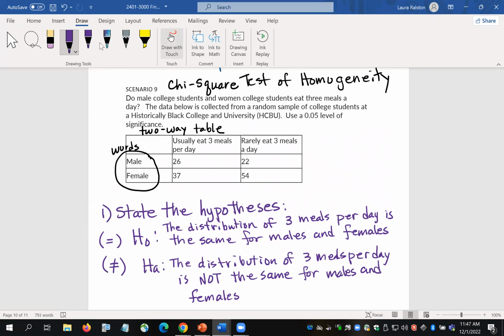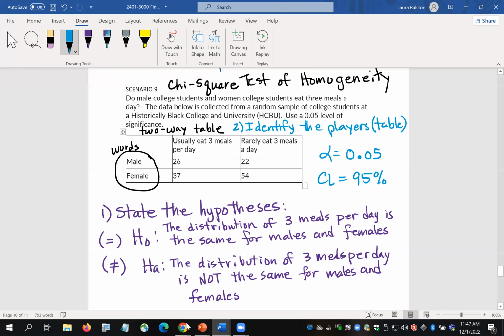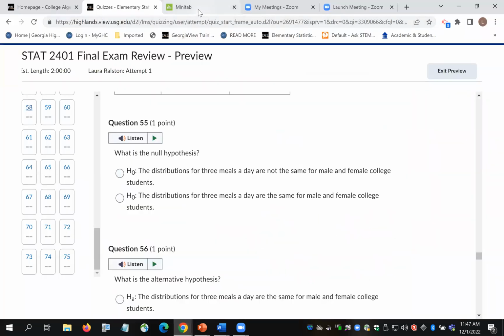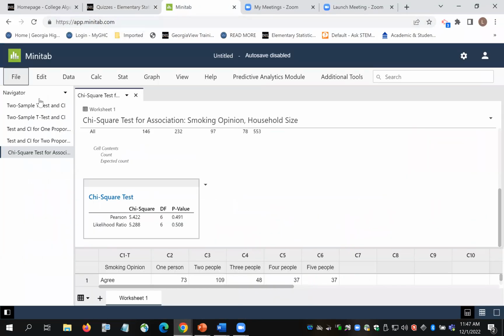Our step 2 is to identify the players. And in this case, our players are the table, along with our level of significance, which is 0.05. So the confidence level is 95%. And again, we've got to put that table into Minitab. So I'm going back over to Minitab, and I'm going to get a clean sheet so I don't get messed up.